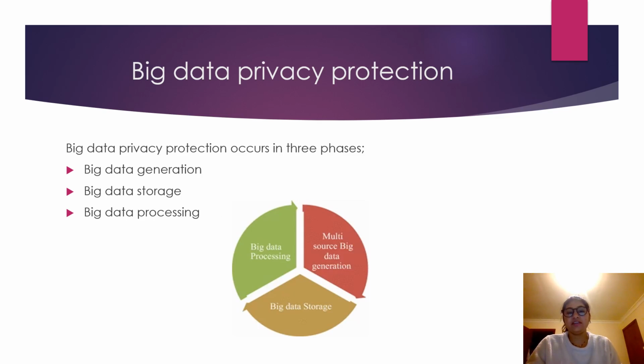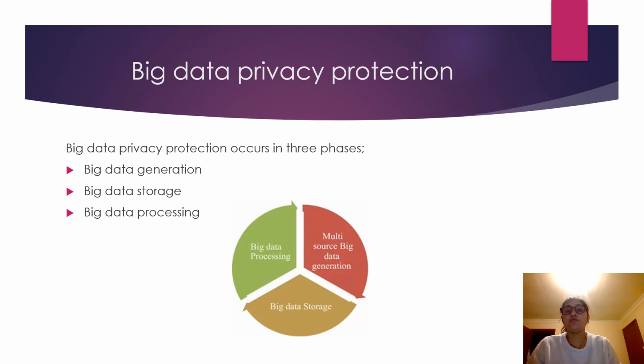Hello, my name is Sangeeta and I will continue with the three phases of big data privacy protection. The first one is big data generation, the second one is big data storage, and the last one is big data processing. In big data generation, the big data life cycle plays an important role in handling the privacy issues.